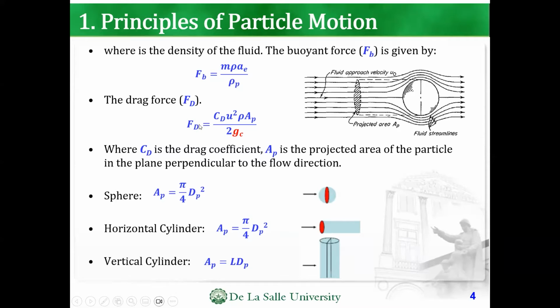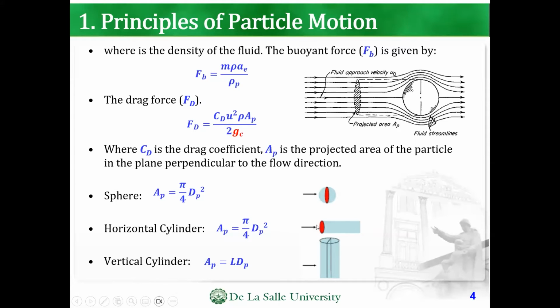So the drag force can be solved by this one. Drag force is CD u squared rho AP over gc. In this case, I'm just writing the correction factor in red. If it's SI units, there's no need for this. Again, what is CD? CD is the drag coefficient. AP is the projected area of the particle in the plane perpendicular to the flow direction. For a sphere, the projected area would be a circle, so it's just pi r squared or pi d squared over 4.